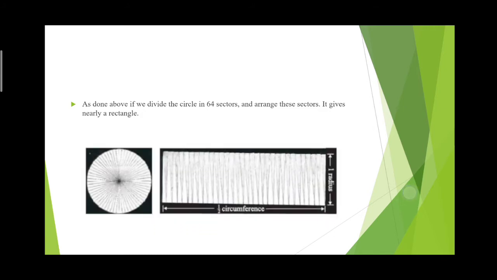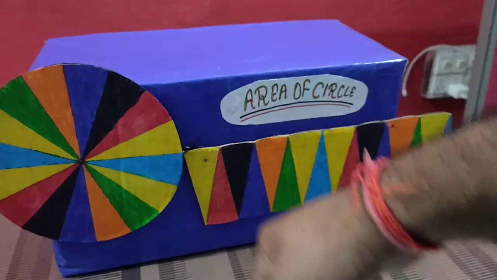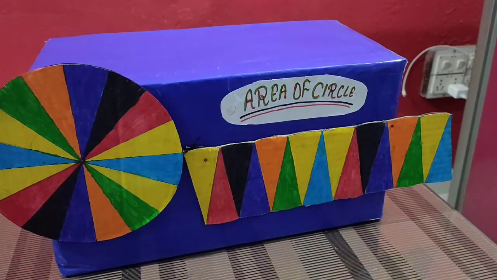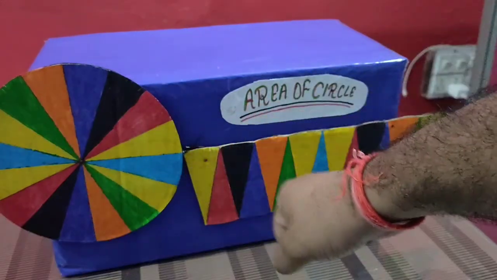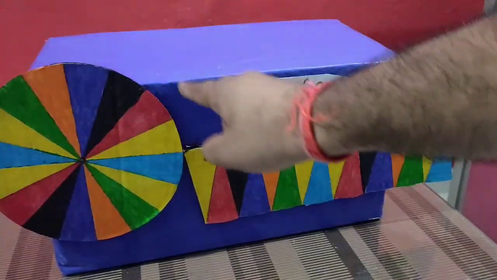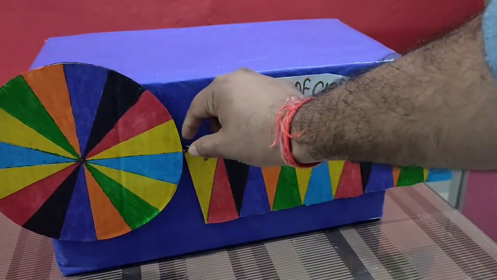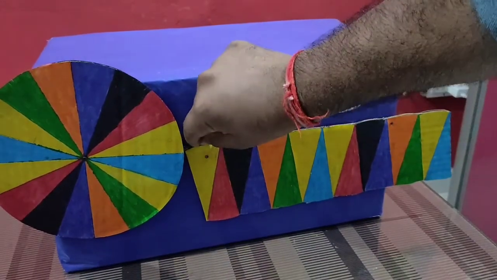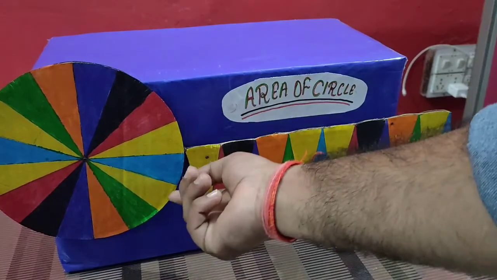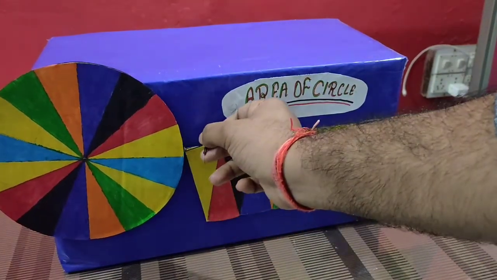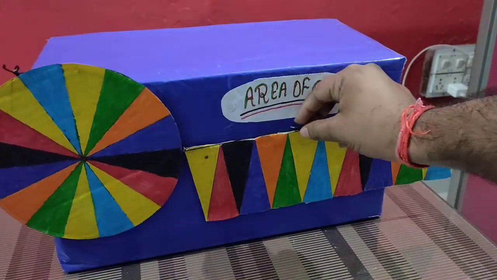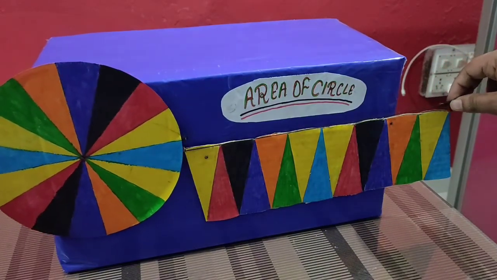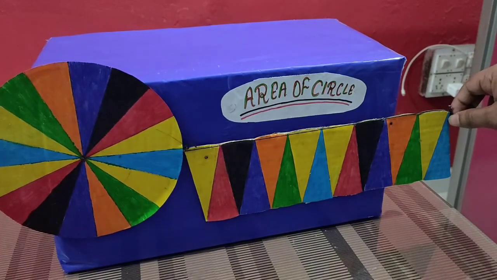like this. I have made this model to practically explain and derive the formula of area of a circle. I have divided this circle into 60 equal parts, and with the same parts I have made this parallelogram. I have connected this thread. When I pull this thread, you can see that the base of this parallelogram is equal to half of the circumference of the circle, as it was connected exactly to its half.